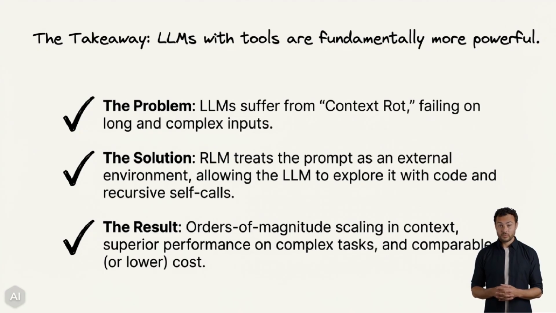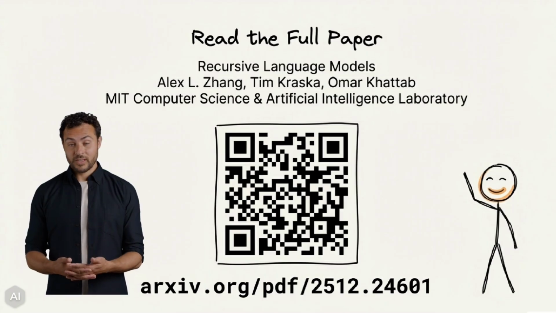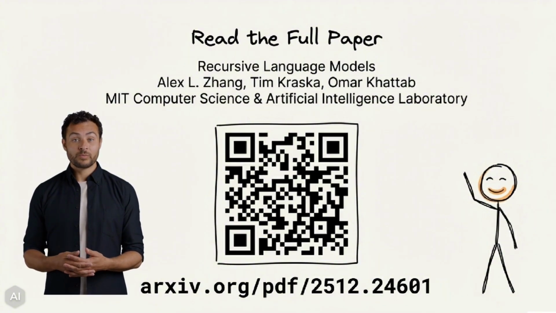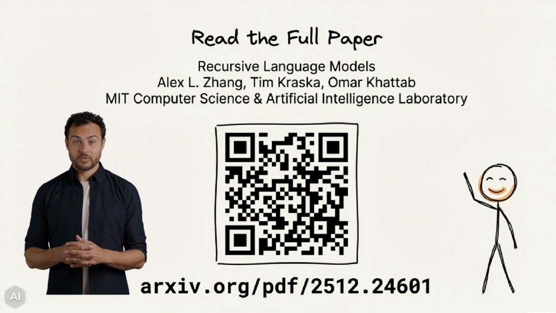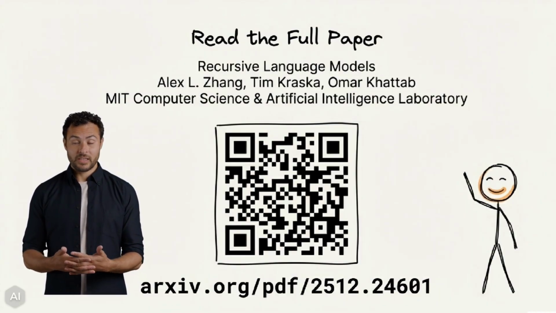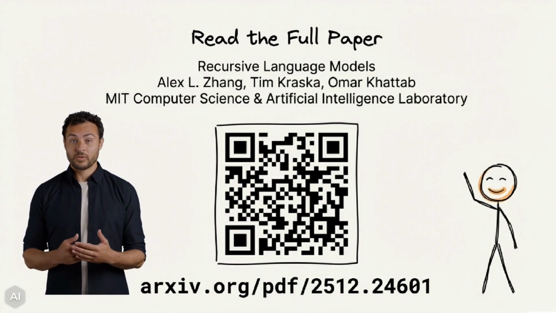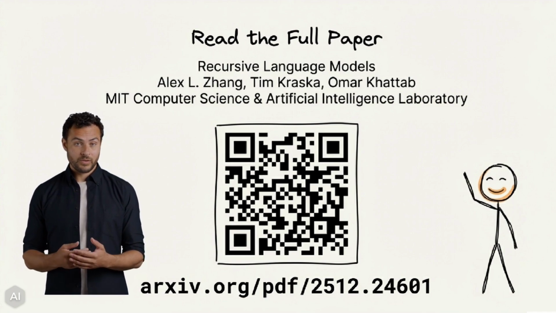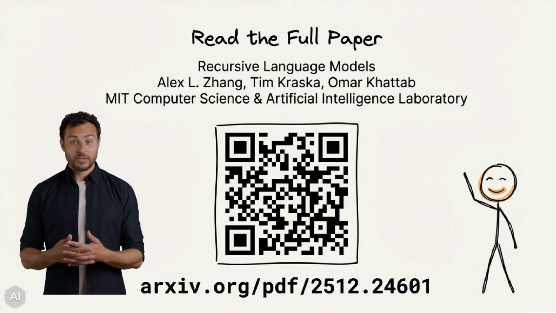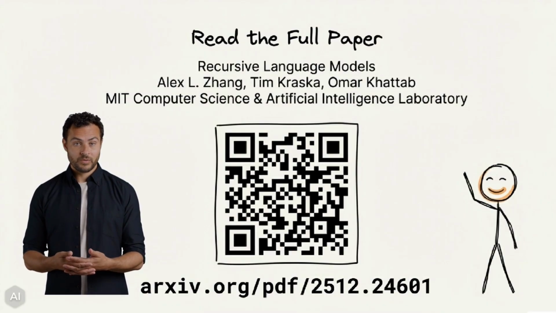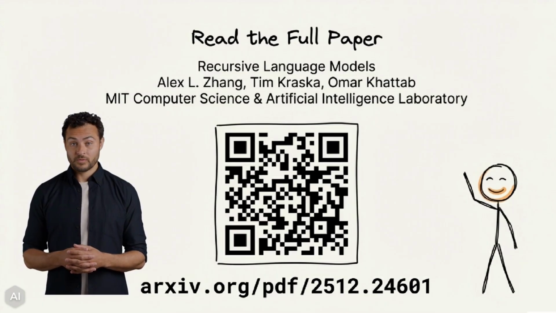If you'd like to go deeper than the highlights in this presentation, the full paper is available on arXiv by the original researchers. It's titled Recursive Language Models by Alex L. Zhang, Tim Kraska, and Omar Khattab from MIT's Computer Science and Artificial Intelligence Laboratory. You can also access it using the link shown at the bottom, arxiv.org/pdf/2512.24601. Again, thanks to the researchers for their hard work. The paper includes the full technical details, experiments, and implementation insights behind the approach, so it's a great next step if you want to explore the method more rigorously.